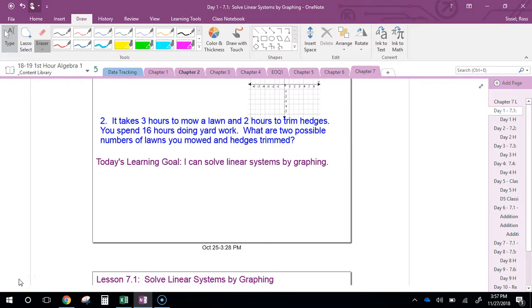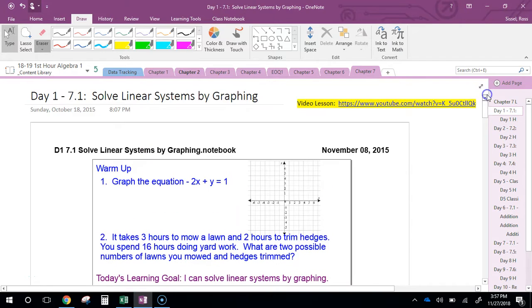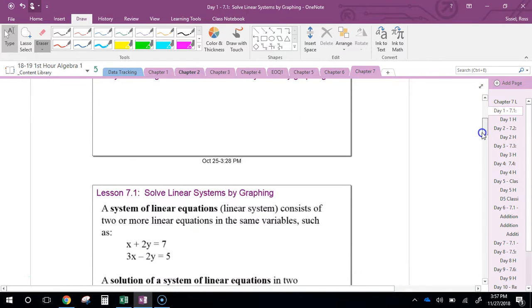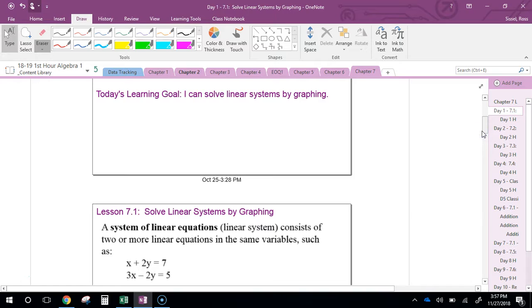Alright, boys and girls, I'm going to do a quick review video over lesson 7.1. So this is when we were solving linear systems by graphing. I'm not going to look at the warm-up with you, I'm just going to get right to the information. So today's goal was I will solve linear systems by graphing.